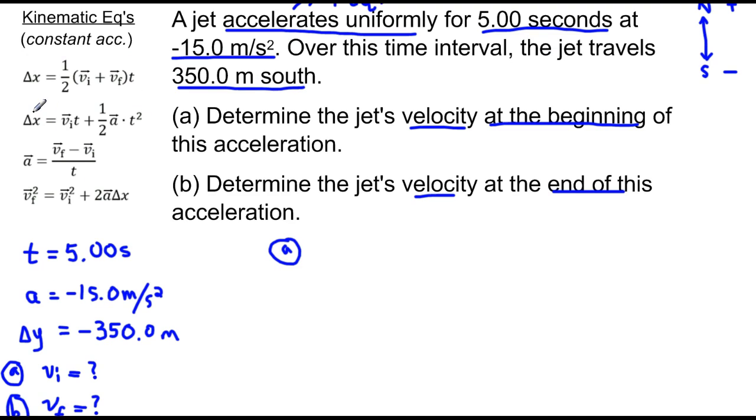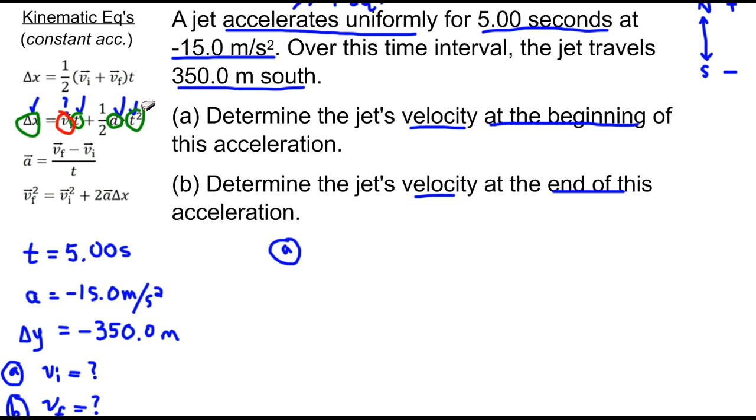Let's see, let's look at this one. Delta x, I know delta x. VI, that's my unknown for part A. Time, I know the time. I know the acceleration, there it is, right? Negative 15. And I know the time. Okay, so I can use this equation because it has the three givens. It has delta x, time, and acceleration. And it also has my one unknown. So I'm going to use that equation.